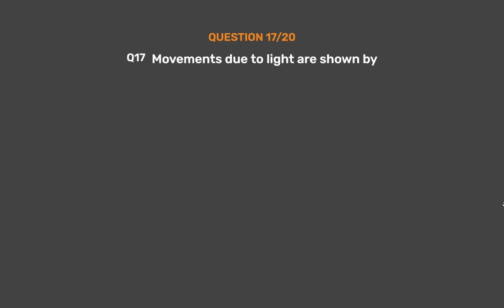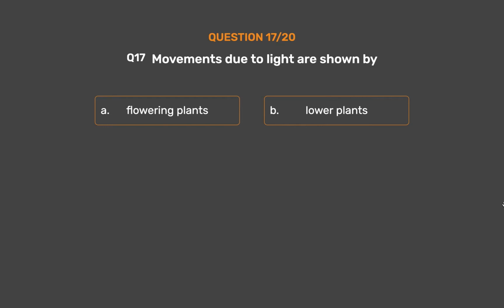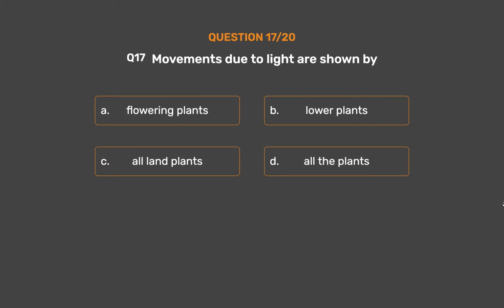Question number 17. Movements due to light are shown by Option A. Flowering plants. Option B. Lower plants. Option C. All land plants. Option D. All the plants.